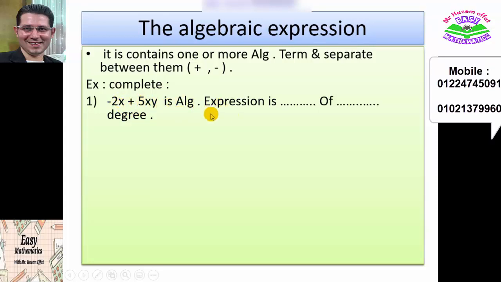What about the name of this algebraic expression? When we have an algebraic expression with 2 algebraic terms, it is called a binomial. And what about the degree of this algebraic expression?